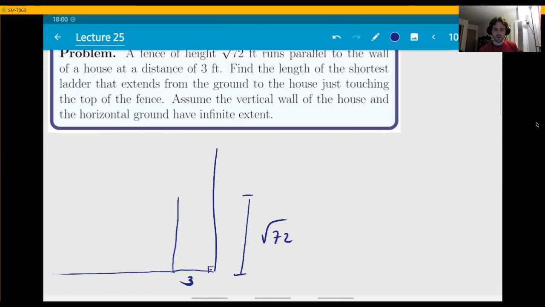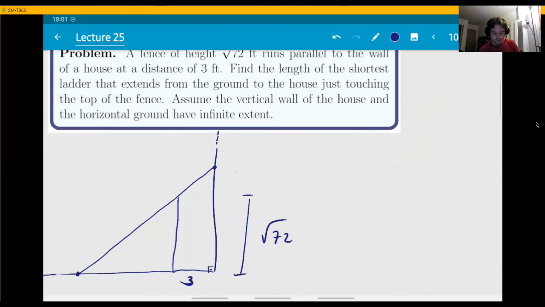Find the length of the shortest possible ladder that extends from the ground to the house, just touching the top of the fence. So imagine that you're going to put a ladder here. What you're free to choose is the locations where it touches the ground as well as the wall. And assume that the vertical wall has infinite extent, and also the horizontal ground. They both have infinite extent. So you're allowed to put these guys as far as you want. But of course, you're looking for the shortest ladder.